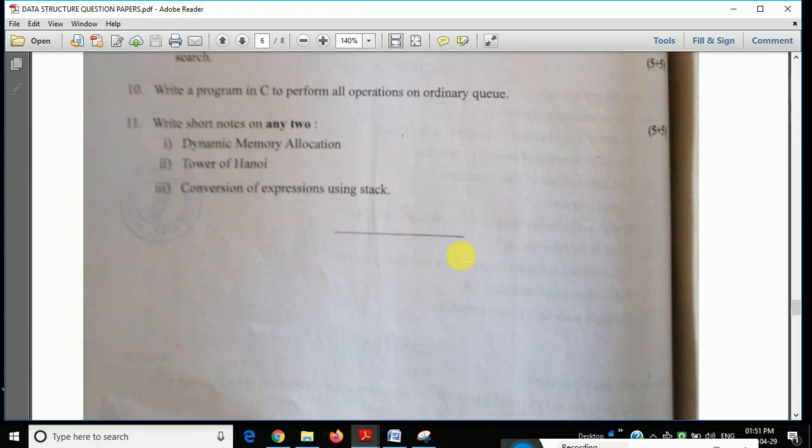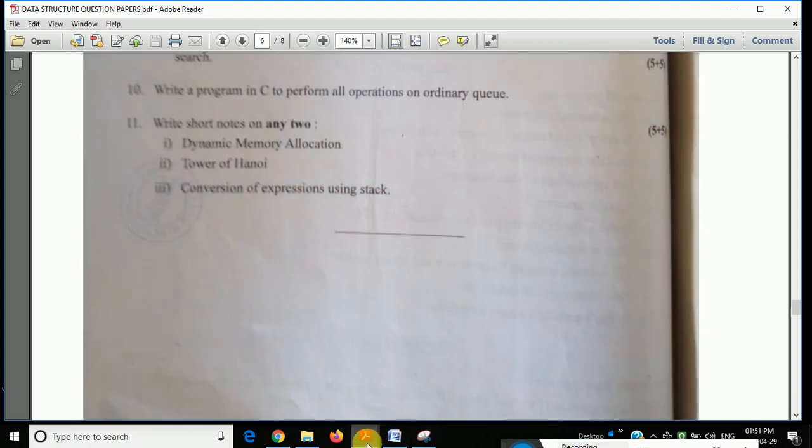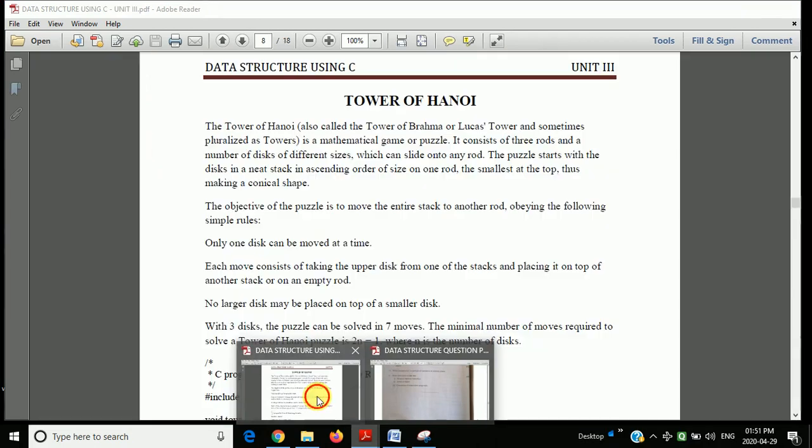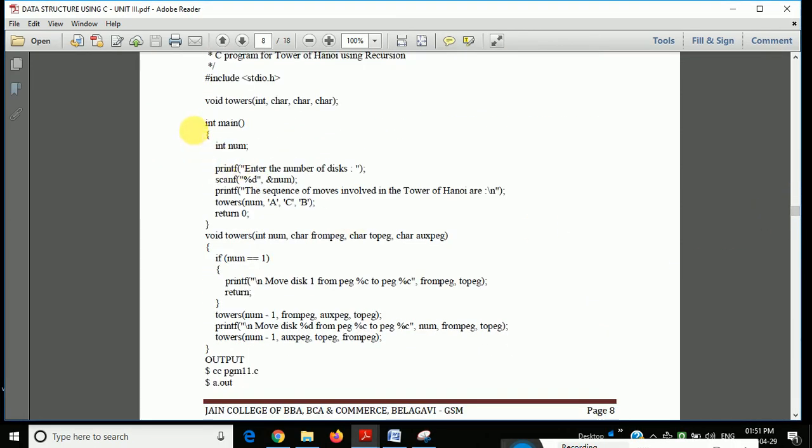So like this it will come. Short note means what? You have to write the rules and the program which I had given. So the program is here, and I'll explain how this program works. This is the program, and these are the three functions. Based on these three functions only the program will work. This is known as beginning, this is the auxiliary, and this is the end. Beginning, auxiliary, end. So like this they have changed here.